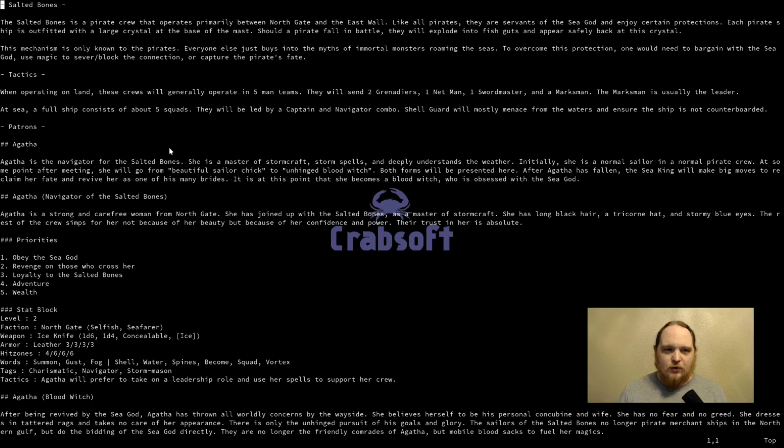So if we just go through here real quick, we see tactics. When operating on land, these crews will generally operate in 5-man teams. They will send 2 grenadiers, 1 netman, 1 swordmaster, and a marksman. The marksman is usually the leader. At sea, a full ship consists of about 5 squads. They will be led by a captain and a navigator combo. Shellguard will mostly menace from the waters and ensure the ship is not counter-boarded.